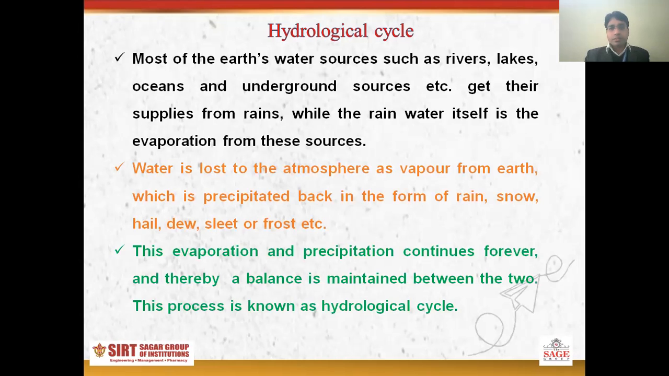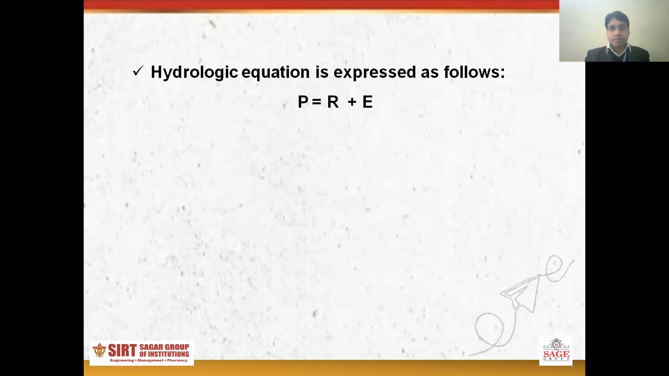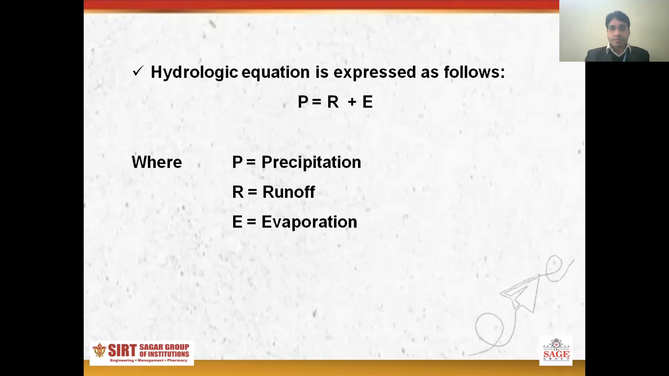The hydrological equation is expressed as follows: P equals R plus E, where P is precipitation, R is runoff, E is evaporation. That means runoff plus evaporation equals precipitation, which is precipitated from the atmosphere.